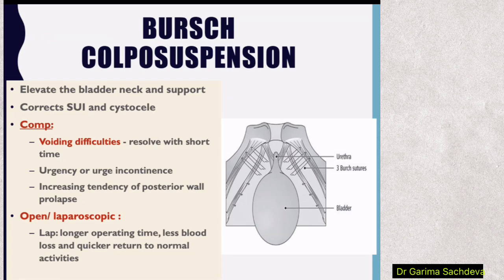So it corrects SUI and the cystocele. Complications: sometimes urge incontinence or urgency can develop later on. There can be voiding difficulties, and since it only corrects the cystocele, there can be chances of posterior compartment prolapse, such as rectocele. And you can do it by either the open or laparoscopic route. Laparoscopy has a longer operating time, but there is lesser blood loss and quicker return to normal activities.